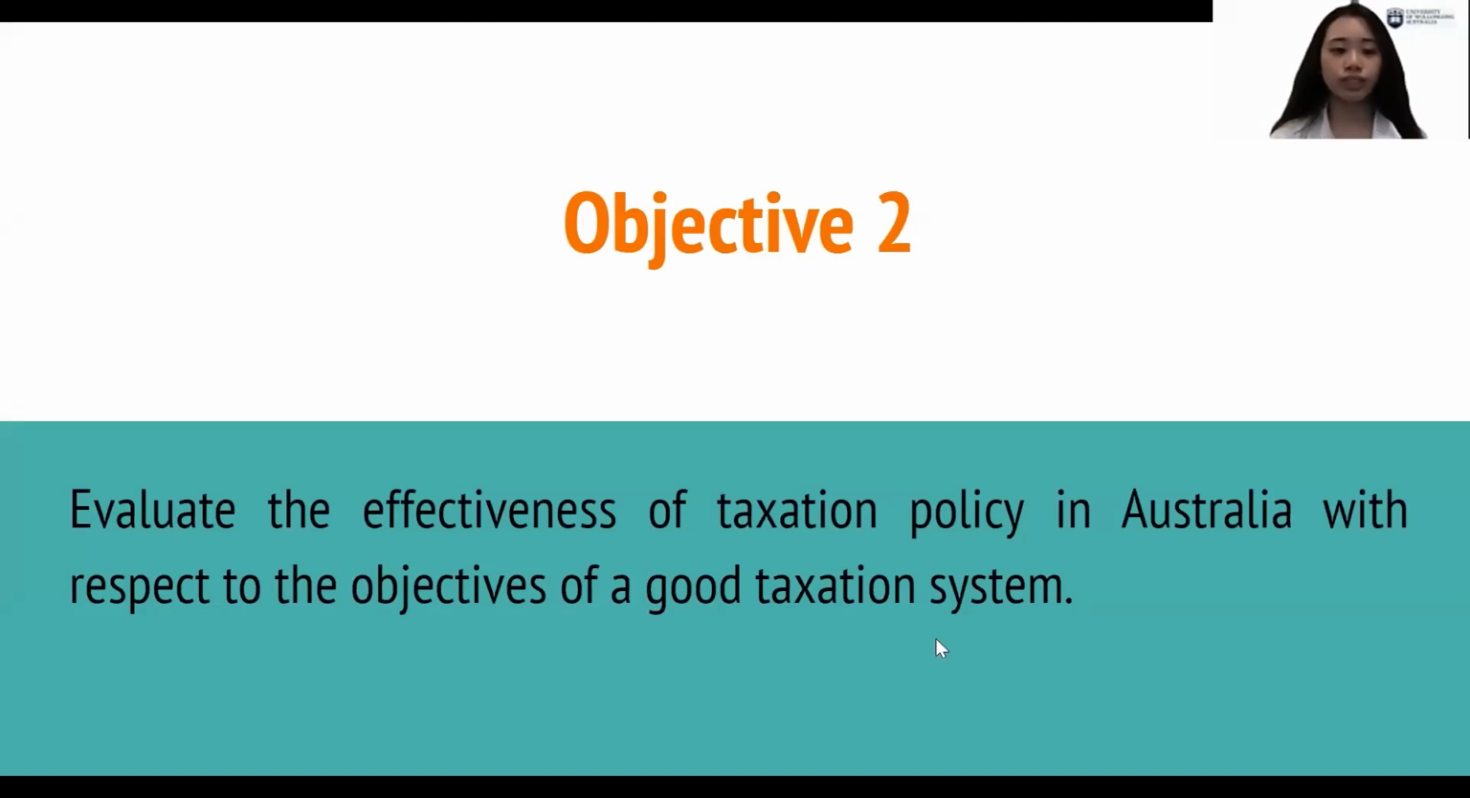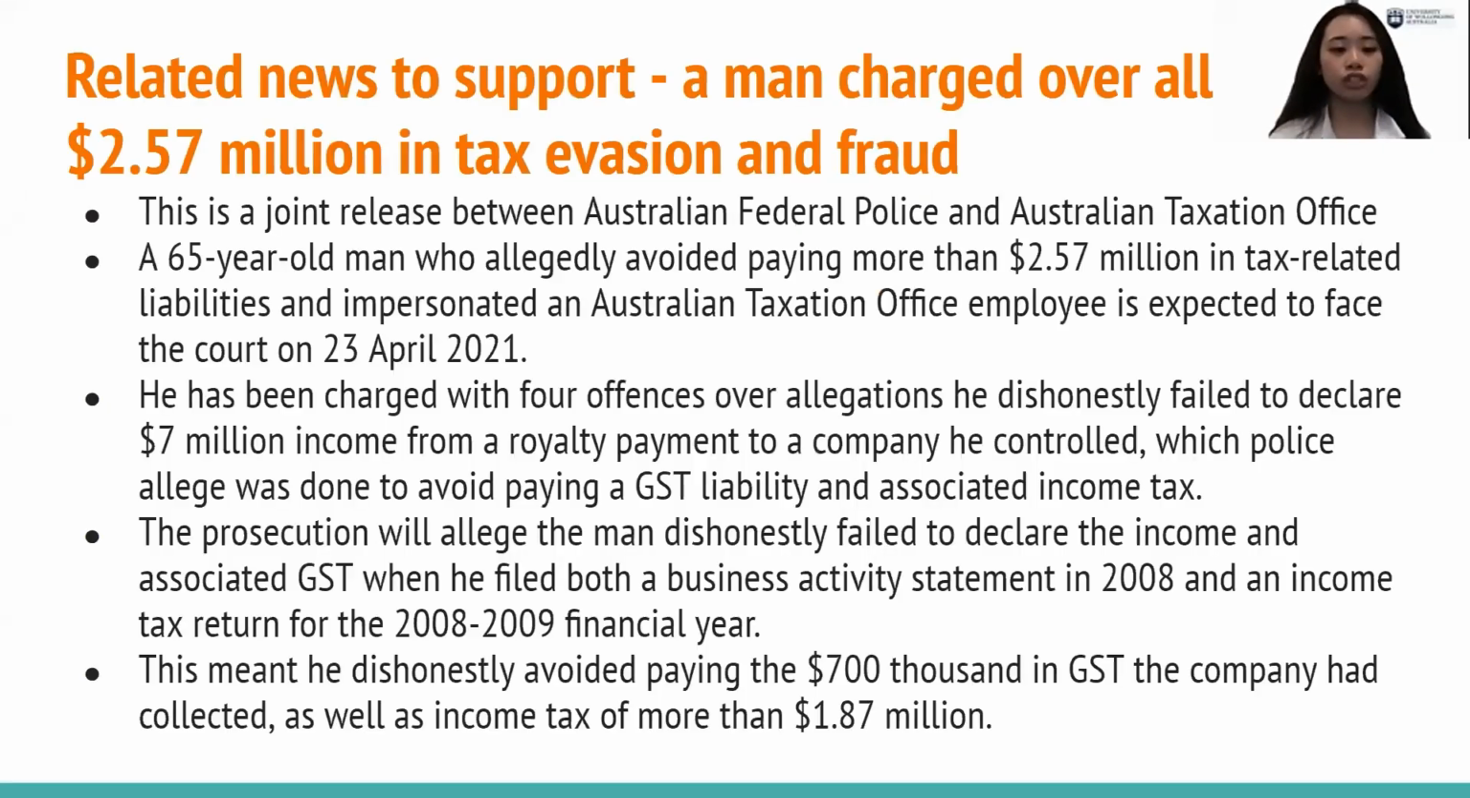First, I will use some relevant news to support whether the Australian tax policy is effective in terms of the good tax system objective. The first news I will talk about is a man charged over an arrangement of 2.57 million in tax evasion and fraud. This is a joint investigation between the Australian Federal Police and the Australian Taxation Office. A 65-year-old man who allegedly avoided paying more than 2.57 million in tax-related liability and impersonated an Australian Taxation Office employee is expected to face court on 23 April 2021.